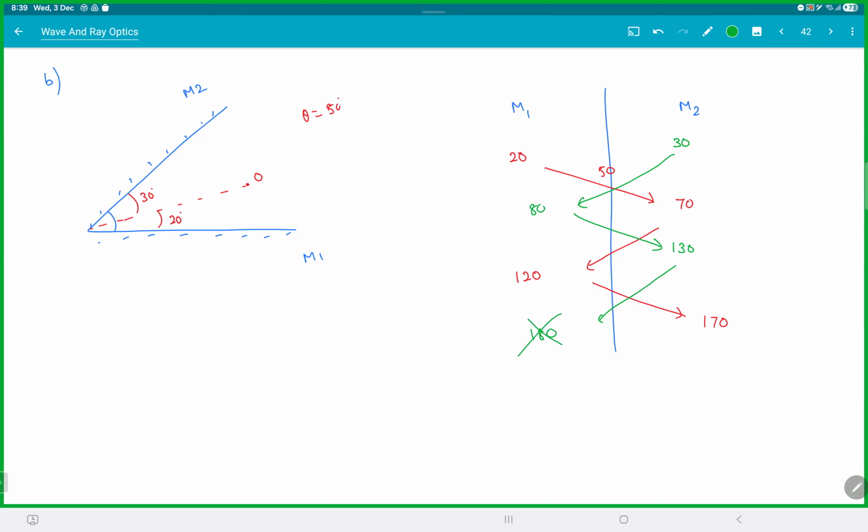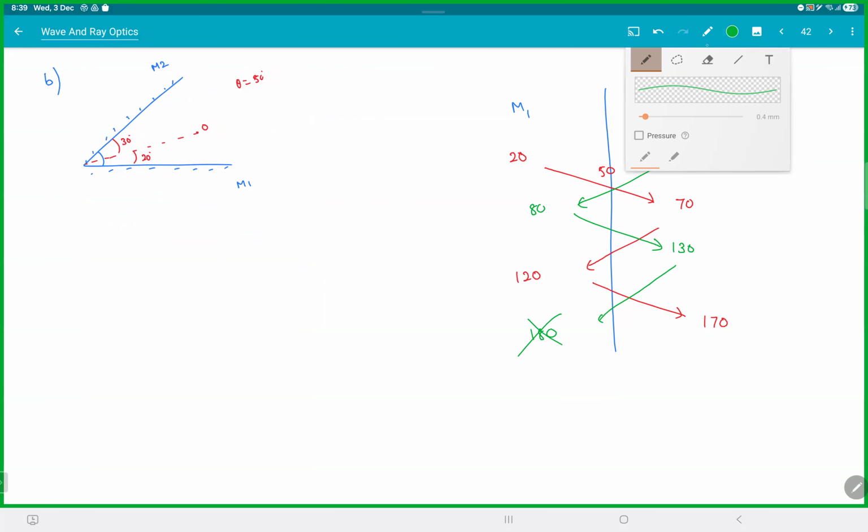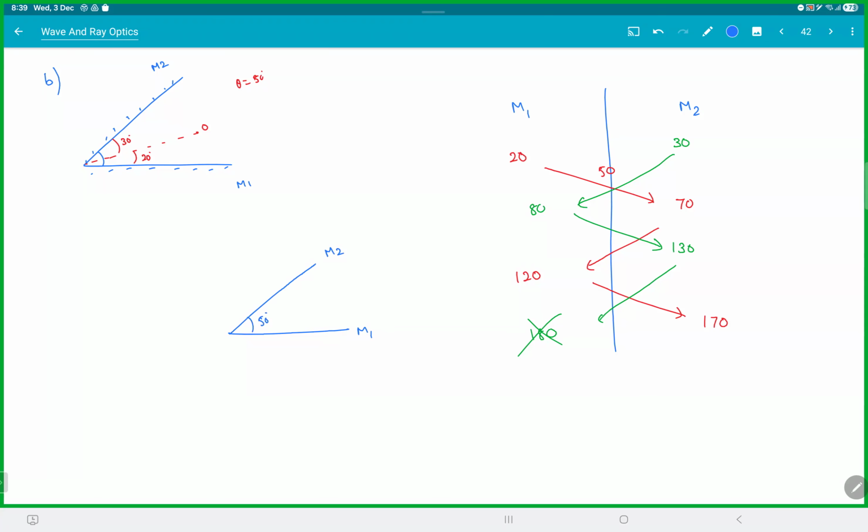you don't count 180. So what is the meaning of these angles exactly? The meaning of these angles is: this is M1, this is M2, this is the object. And this angle is 20 degrees. Now look at this. The first image in M1, so this is the number 1 image. So I'll just name them. Let's call this the first image, right?